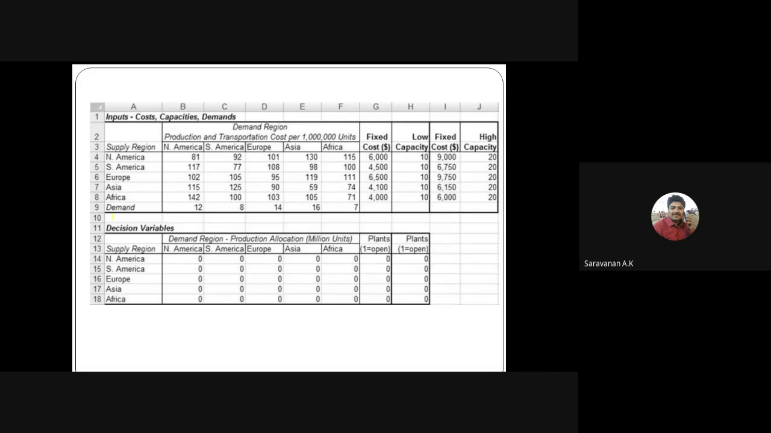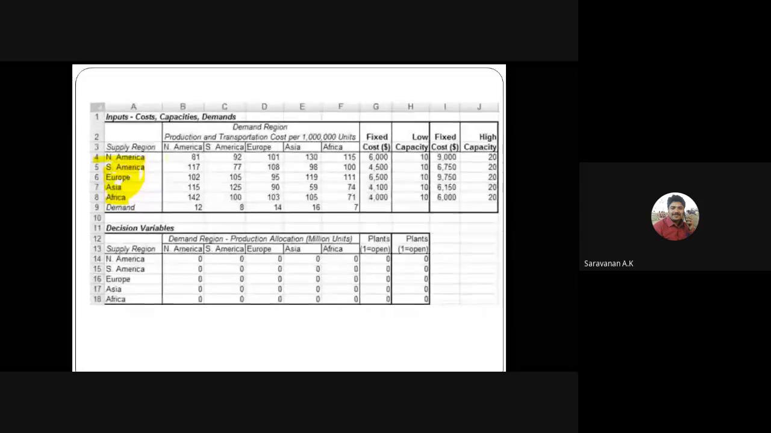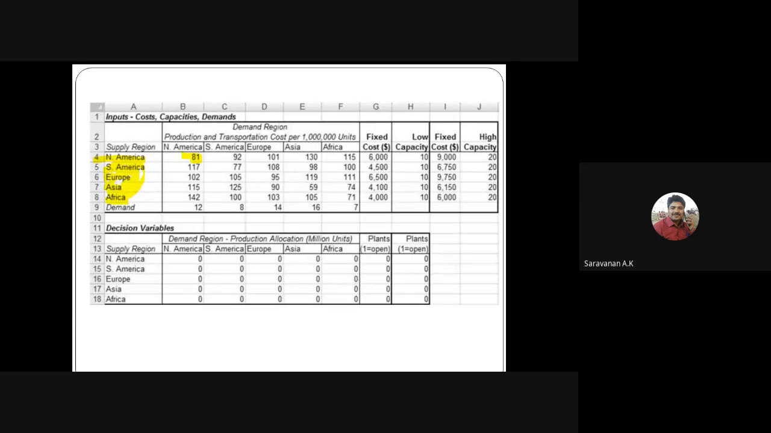Say product XYZ. Here, for the input data, we have to see the regions. For example, I have taken 5 regions: 1, 2, 3, 4, 5. For each region, what about the production cost? What about the demand? All the costs will be denoted in $1,000. For example, here 81 means $81,000.